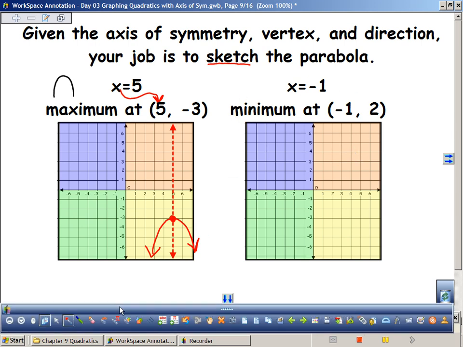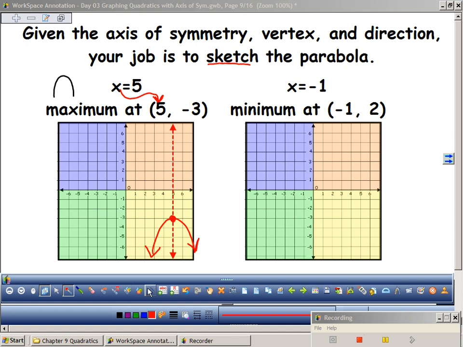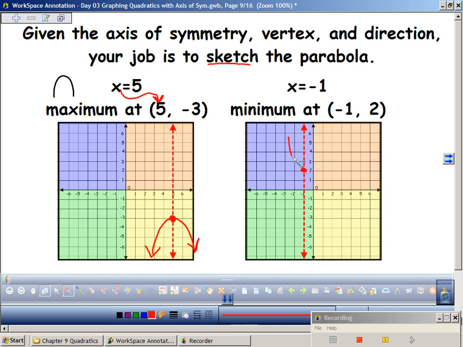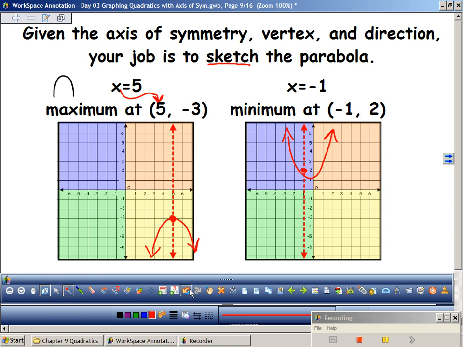So do this one. X is at -1. So -1 would be going over to the left of the y-axis by 1. And then I would plot my vertex at -1, 2. So as I go over -1, I need to go up 2. Is this going to be smiling or frowning? Smiling. I'm going to sketch. Sketch it like that. I think that looks a little bit better.